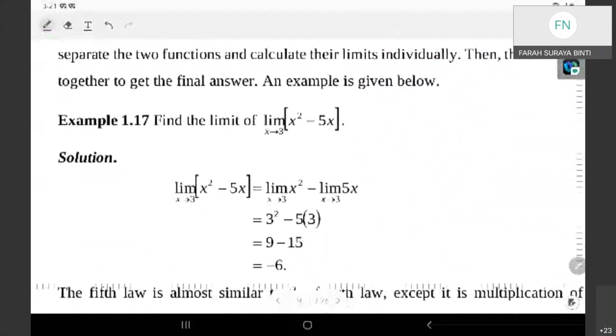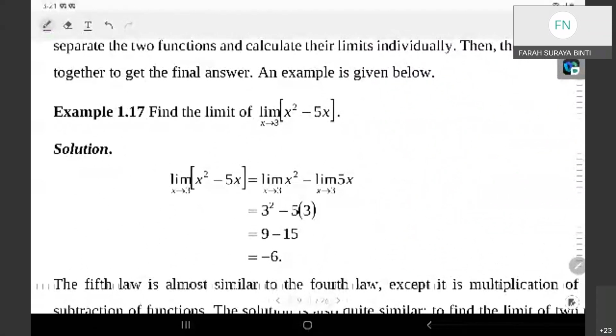Okay, yang ni pula. Okay, yang first kali kita dia apply law number 4 tadi sebab ada minus kat sini. Kita splitkan limit. For the first term, limit x approach 3, x square, and second term, limit x approach 3 for 5x. Okay. So, yang ni kita boleh apply law number 8 tadi.